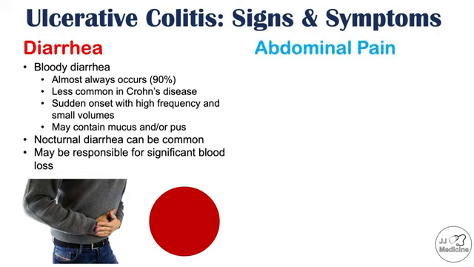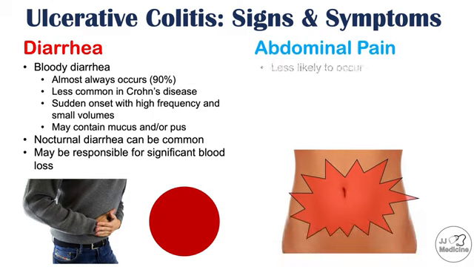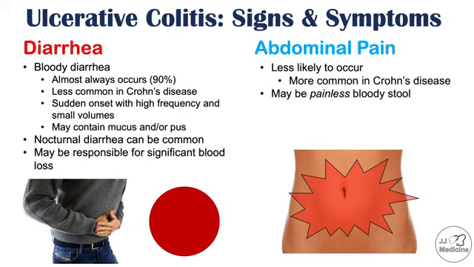Patients who have ulcerative colitis may also have abdominal pain as well, although this is less likely to occur. It's more likely to occur in Crohn's disease, as we mentioned in the Crohn's disease signs and symptoms lesson. So a lot of times, ulcerative colitis may have a painless bloody stool. So they may have an urge to use the washroom, but they don't necessarily have abdominal pain all the time, but they will have painless bloody stool and oftentimes bloody diarrhea.